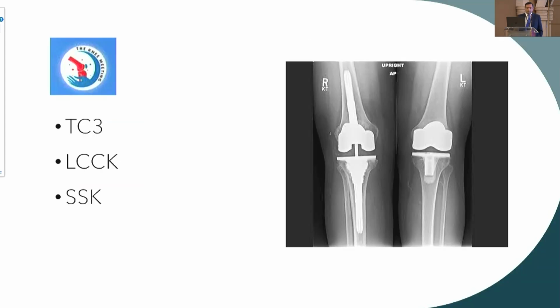So we have got three options available over here. We've got TC3, LCCK, and SSK available over here. And they can be used both as a primary case or in revision cases as well, depending upon the pathology.